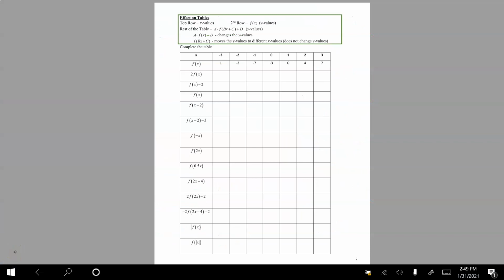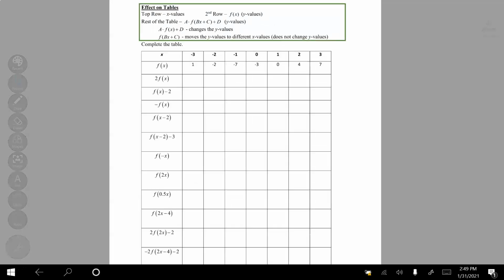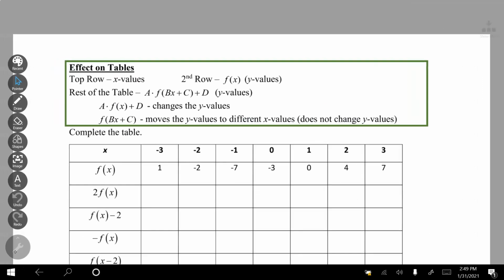So the next page, we're going to see how the letters A, B, C, and D affect this table of values. Yes, there's a big giant table. We're going to complete it all. We're going to do one row at a time. So let's see what we have to do.